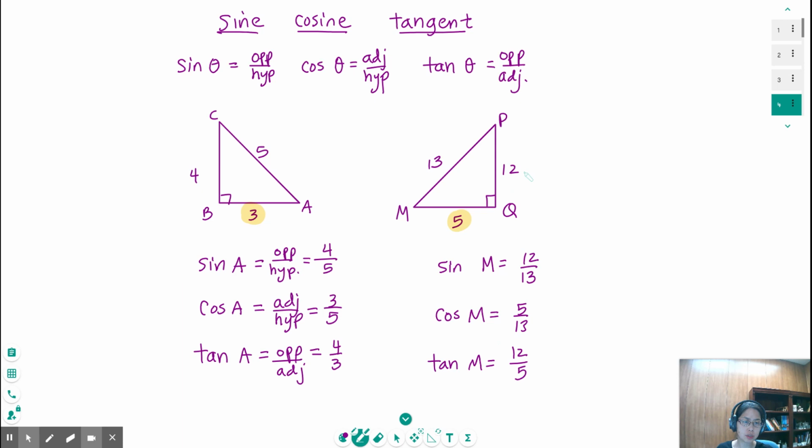So, question to you: can you figure out what sine of P is? Cosine? What is cosine of P? And what is tangent of P? I'll give you a moment to think about that. So sine of P will be 5 over 13. Cosine of P will be 12 over 13. And tangent of P will be 5 over 12.